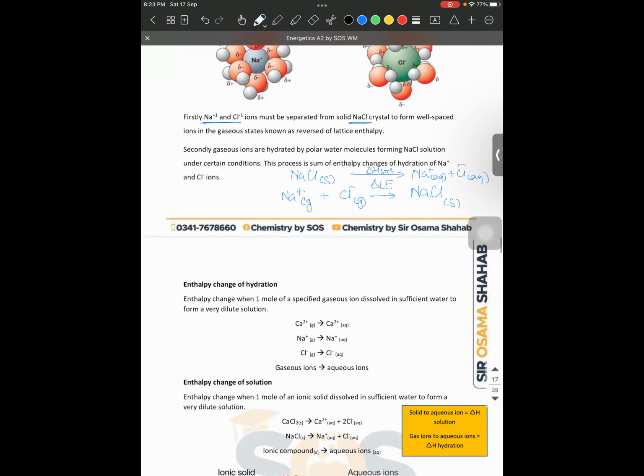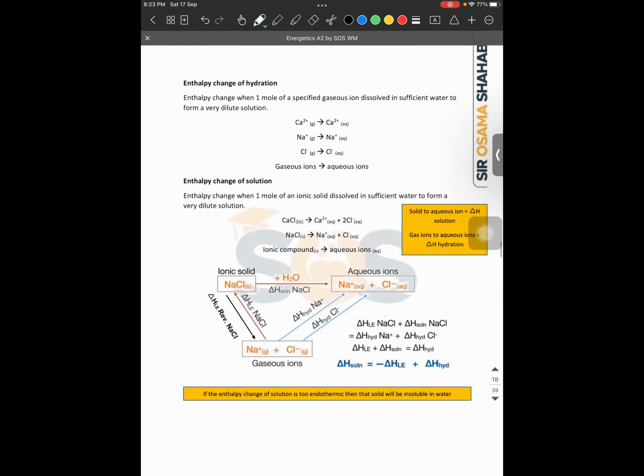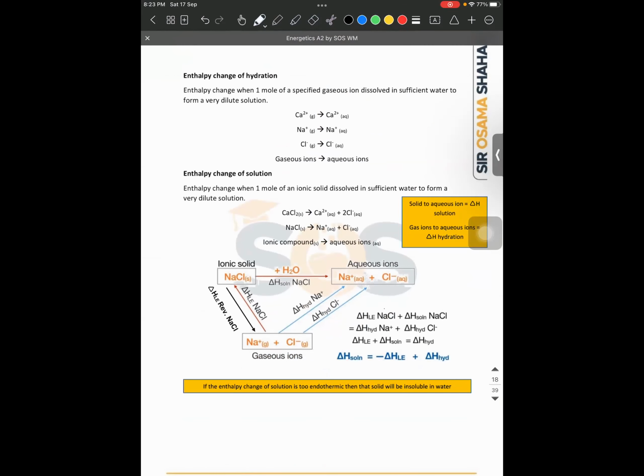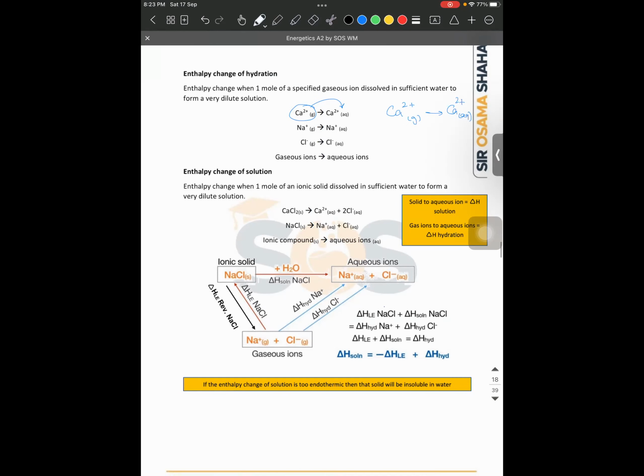Let's move on a little bit. Just look over here. Enthalpy change of hydration, what is this? If you have any ion, like calcium, sodium, chloride or an oxide ion, in the gaseous state, and it converts into the aqueous state, this is the enthalpy change of hydration. Remember this: if any gaseous ion converts into the aqueous state, this is the enthalpy change of hydration. This is the enthalpy change of hydration of calcium.